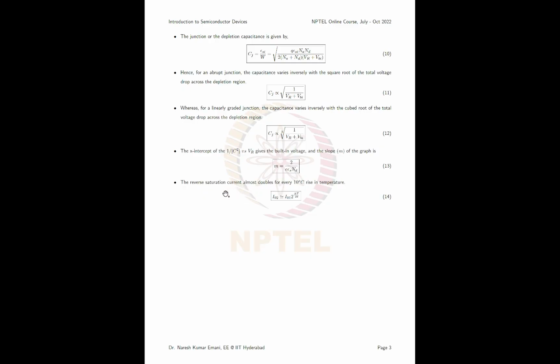And we know that the reverse saturation current is dependent on temperature. So we can say that the reverse saturation current almost doubles for every 10 degrees Celsius rise in temperature. That is, JS2 is approximately JS1 into 2 to the power delta T by 10, where delta T would be in Celsius or Kelvin, because a 10 degree Celsius change is equal to a 10 Kelvin change.